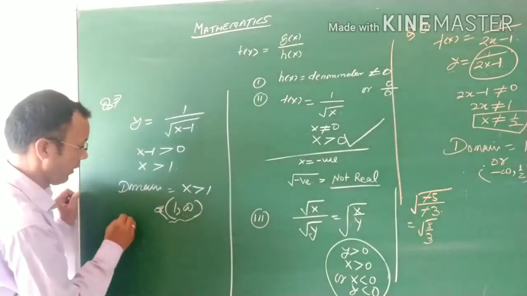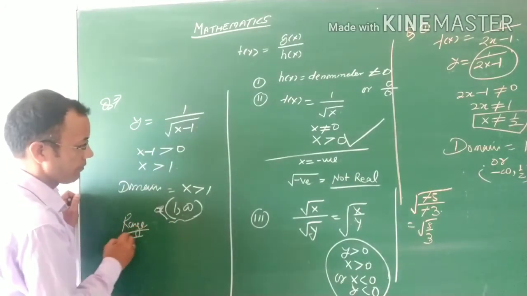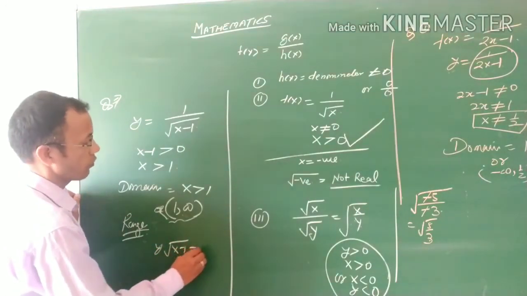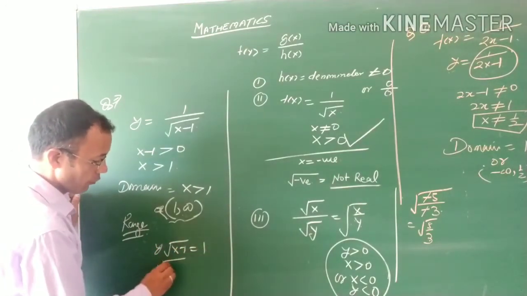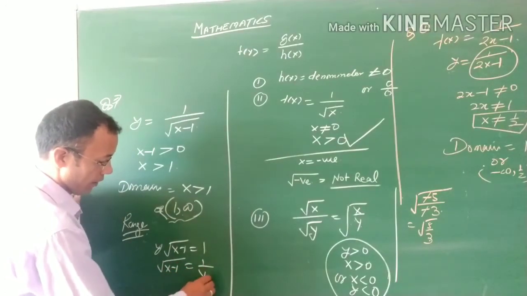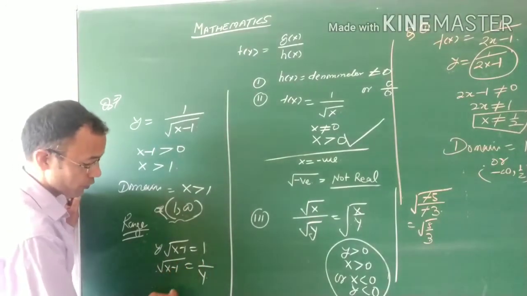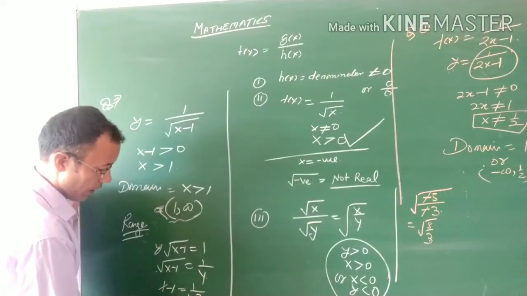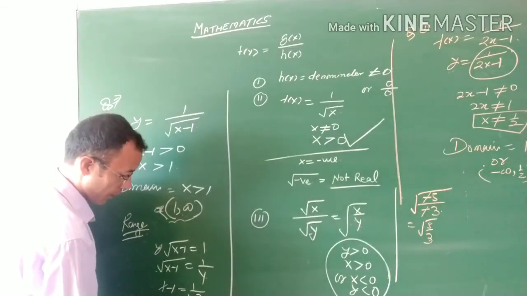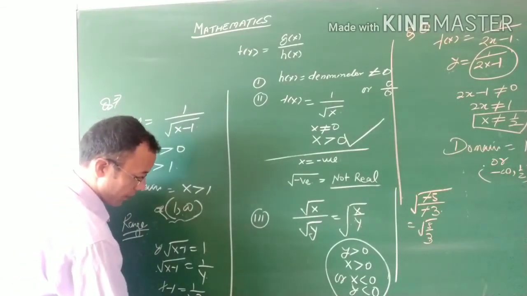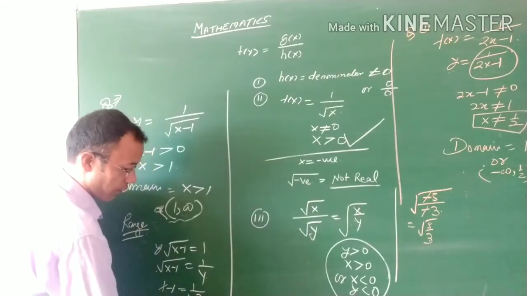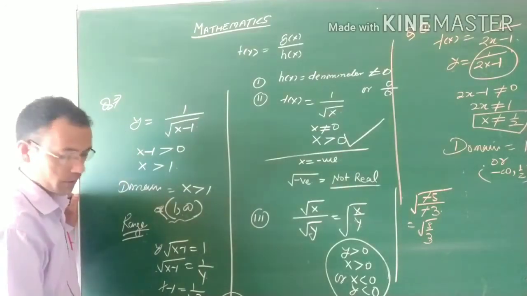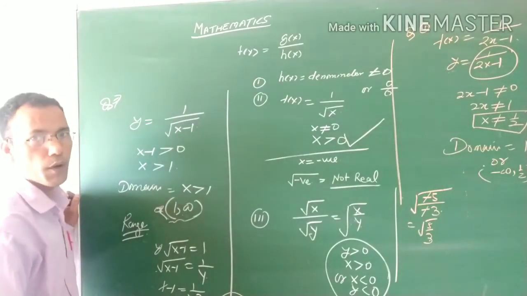This is the domain. Now for the range, y into under root x minus 1 is equal to 1. And under root x minus 1 is equal to 1 upon y. And that is a square root. If I square both sides, x minus 1 is equal to 1 upon y square. Now x is equal to 1 upon y square plus 1. Taking LCM y square, this is (1 plus y square) upon y square.